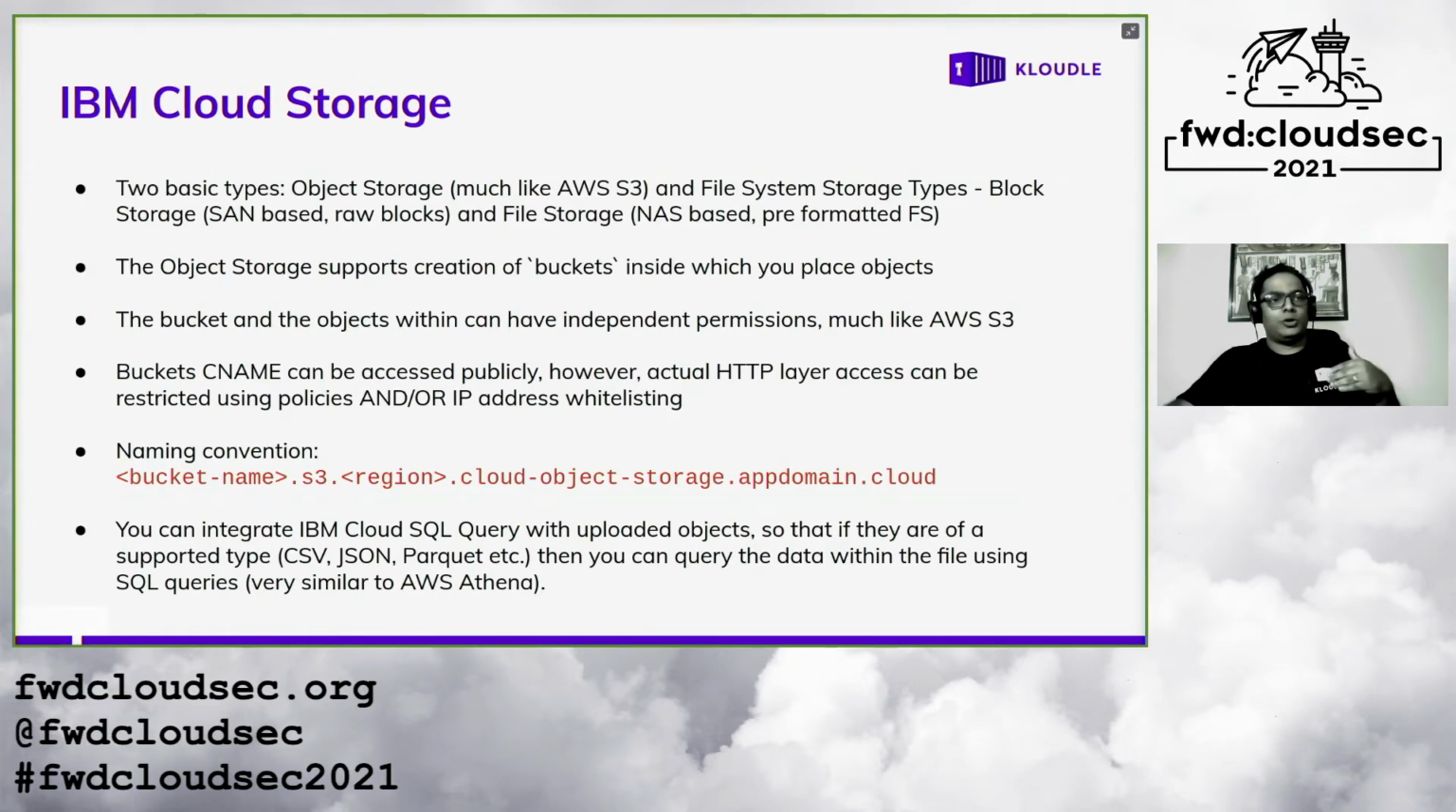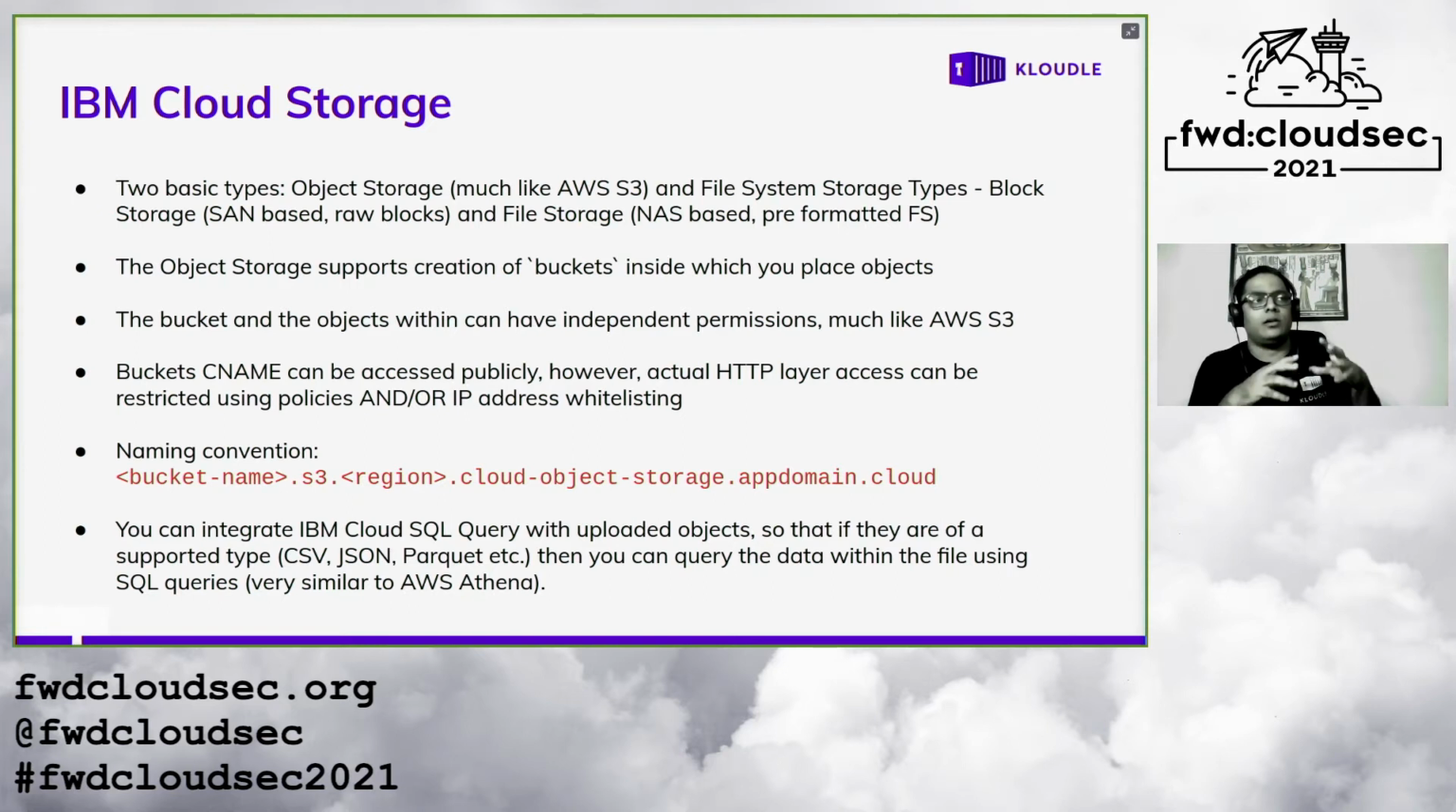Moving on to IBM Cloud Storage. This was interesting because I'm fairly familiar with AWS S3. We work with S3 objects and S3 buckets day in, day out for our customers as well. Two basic types exist in IBM Cloud Storage: the object storage, much like AWS S3, where you have your service instance and then you create a bucket inside that and then you add objects in it, and your file system storage, your block storage for your volumes, and your file storage as well.